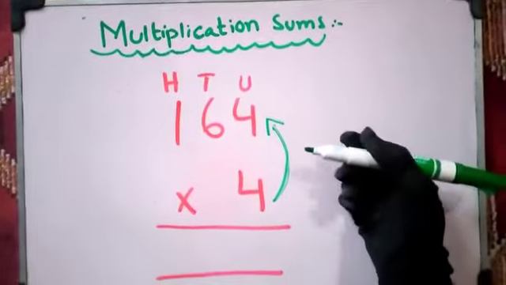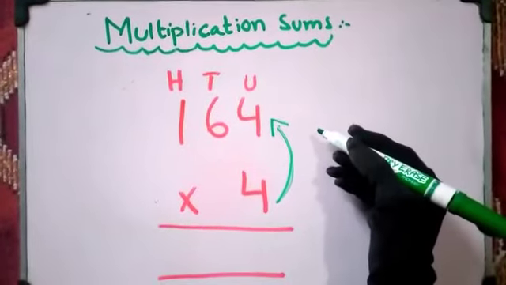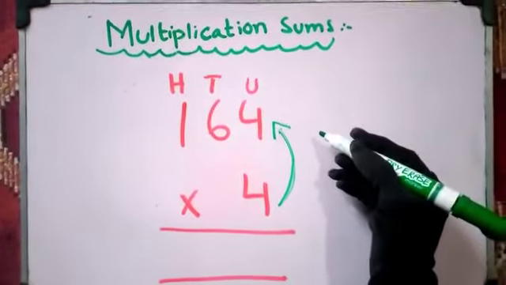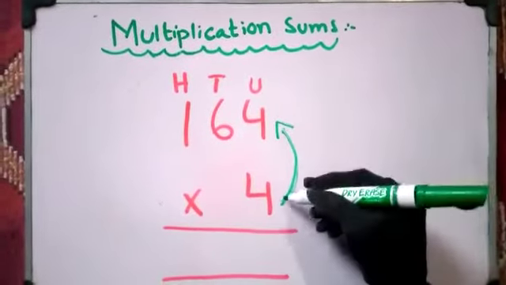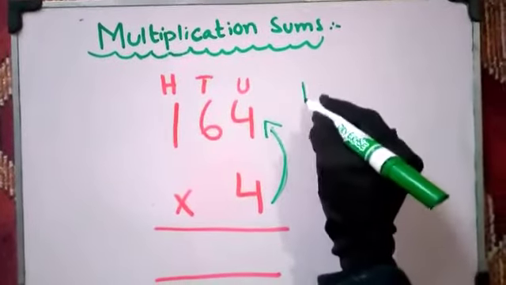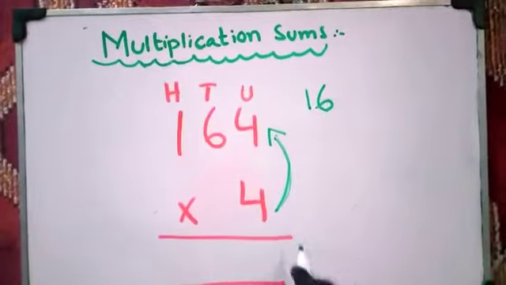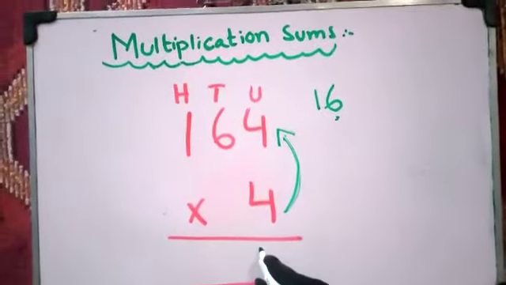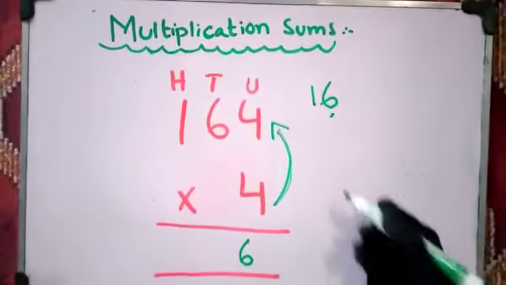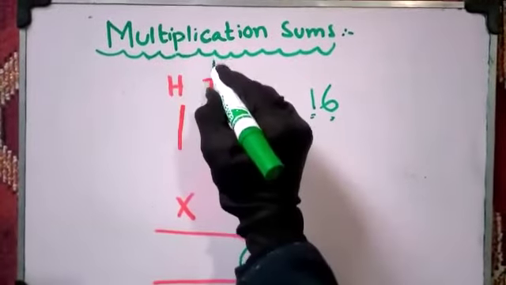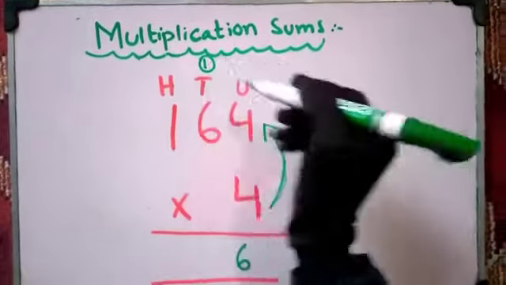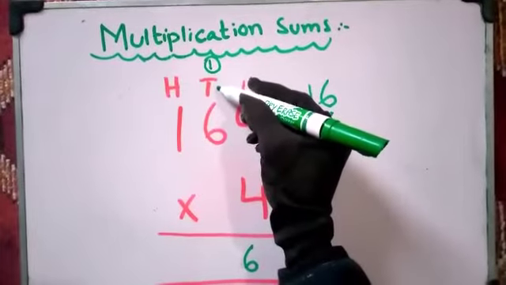4 ones are 4, 4 twos are 8, 4 threes are 12, 4 fours are 16. 4 fours are 16. So we write 6 in unit column and 1 is carried to the next column, which is tens column.